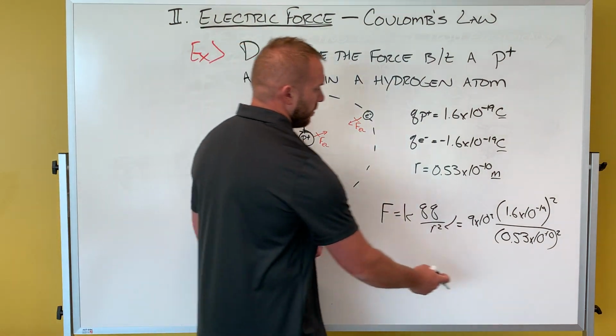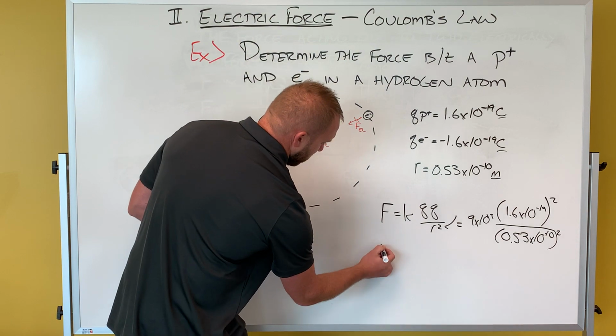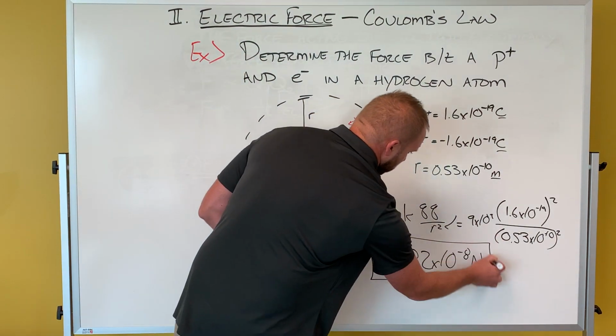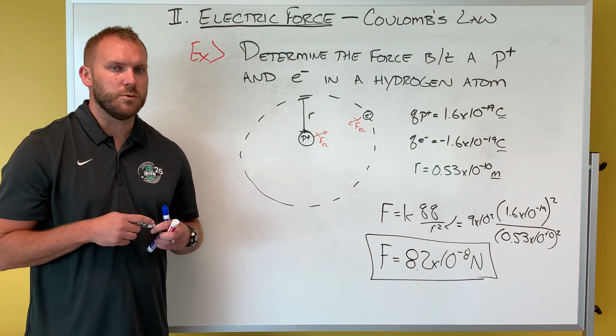Divided by 0.53 times 10 to the negative 10, squared. Okay. Plug all that in, and we're going to get a force of 8.2 times 10 to the negative 8 newtons.